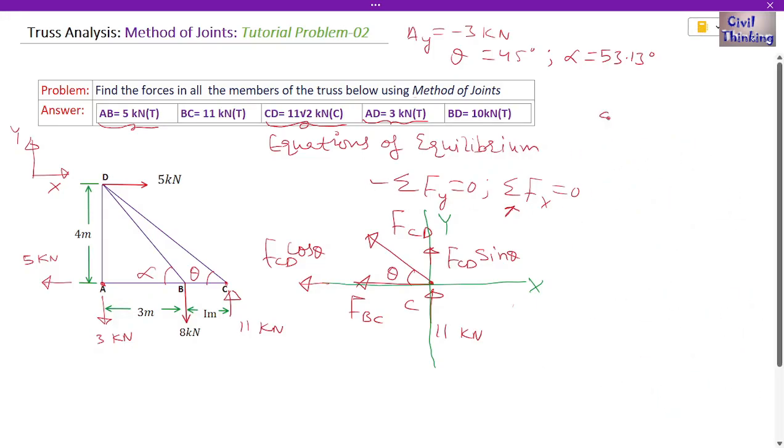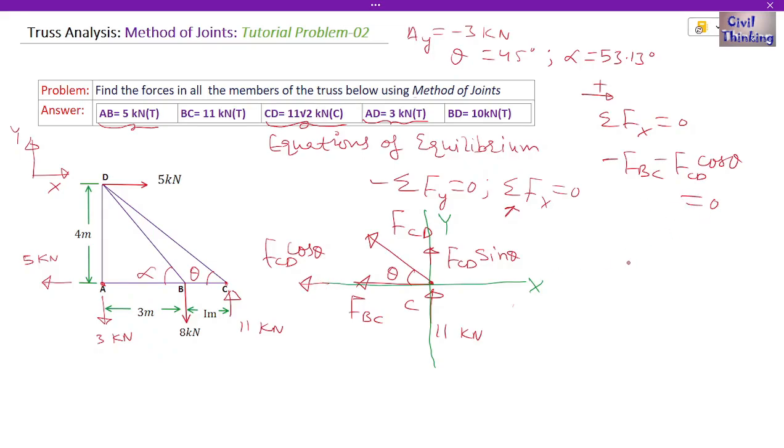Now let us apply this. Summation of forces along x-axis is 0. I am assuming forces to the right are positive. So let us see the x-axis. As you can see, we have FBC, it is towards left, so this is negative. Negative FBC. Then we also have FCD cosine of theta towards left, so this is also negative. Do we have another force along x-axis? No. So all of it is equal to 0, right?